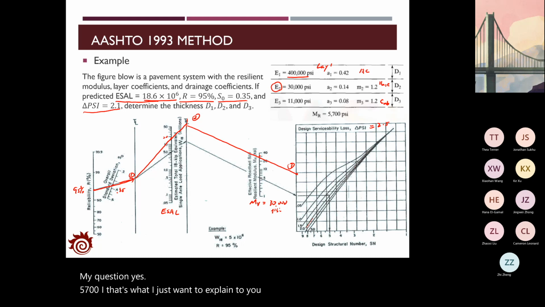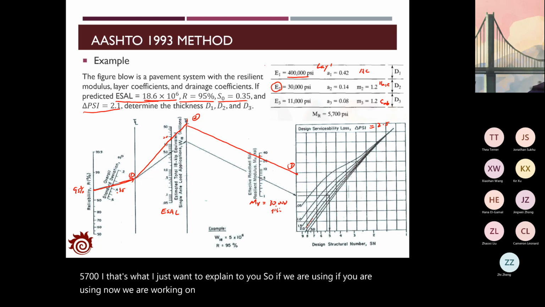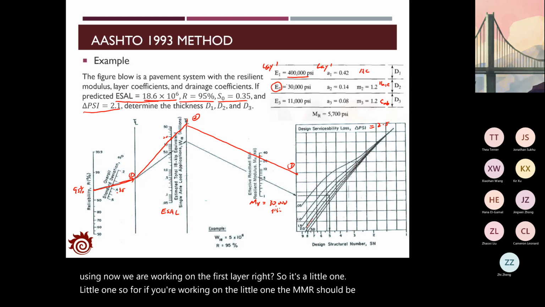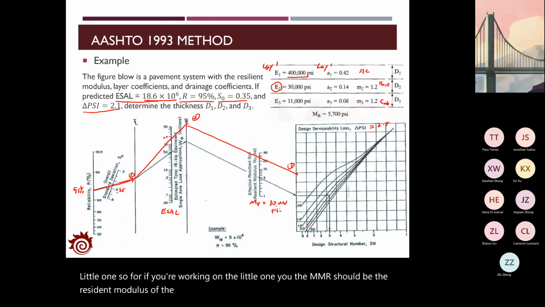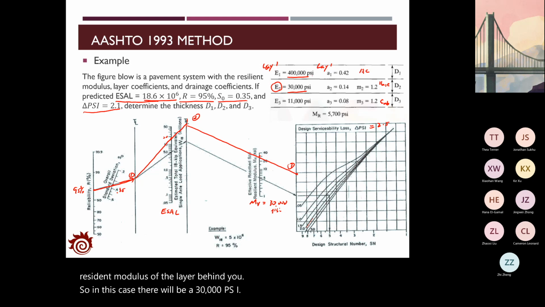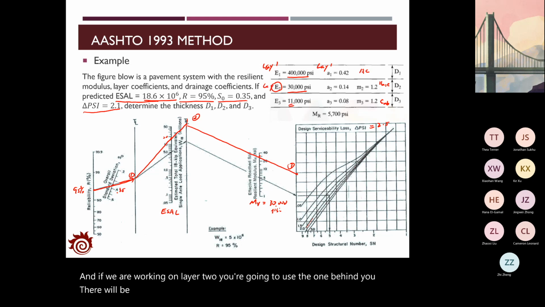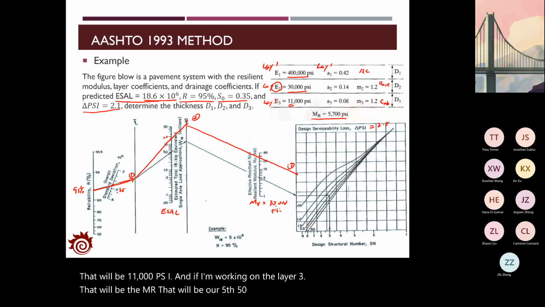So now we are working on the first layer, right? So it's layer 1. If you are working on layer 1, the MR should be the resilient modulus of the layer behind you. In this case, that will be 30,000 psi. If we are working on layer 2, you use the one behind you, that will be 11,000 psi. And if you are working on layer 3, that will be the MR, 5,700 psi. This is something I made wrong previously. Is that clear to you?